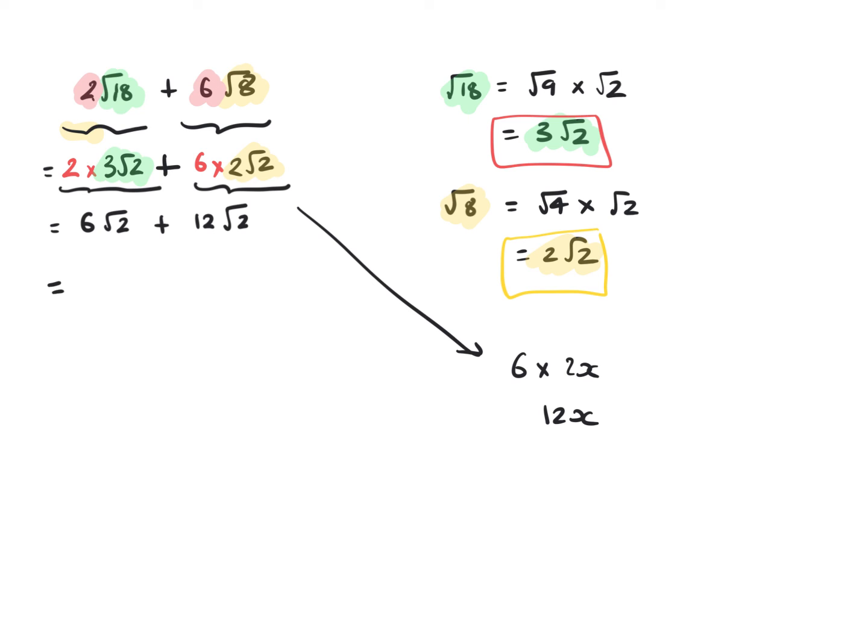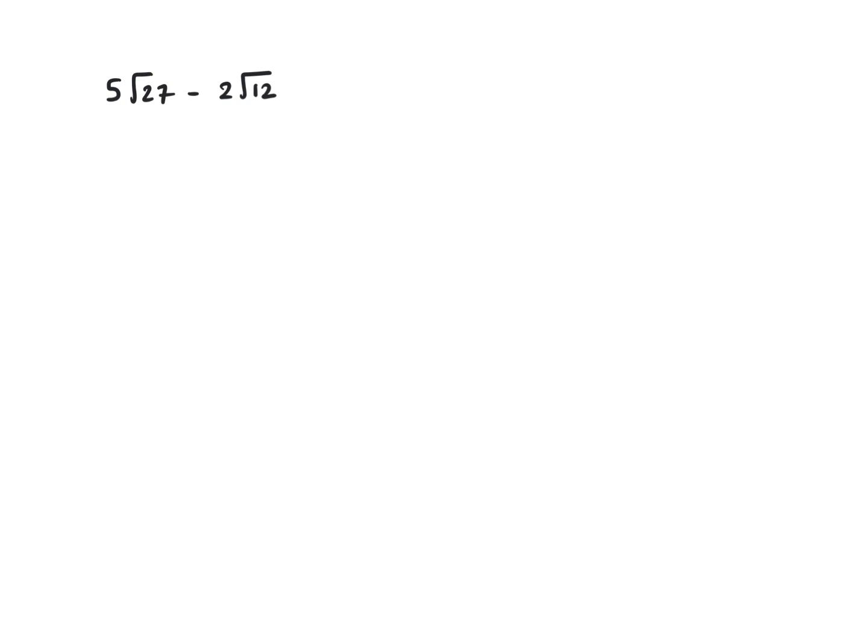And now we can do the final stage that we've looked at today, which is to add the like terms together. 6 root 2 plus 12 root 2 is 18 root 2. Now you can see, just in a simple looking question, there is quite a lot of work that you've got to get through. Let's have a look at this next example.